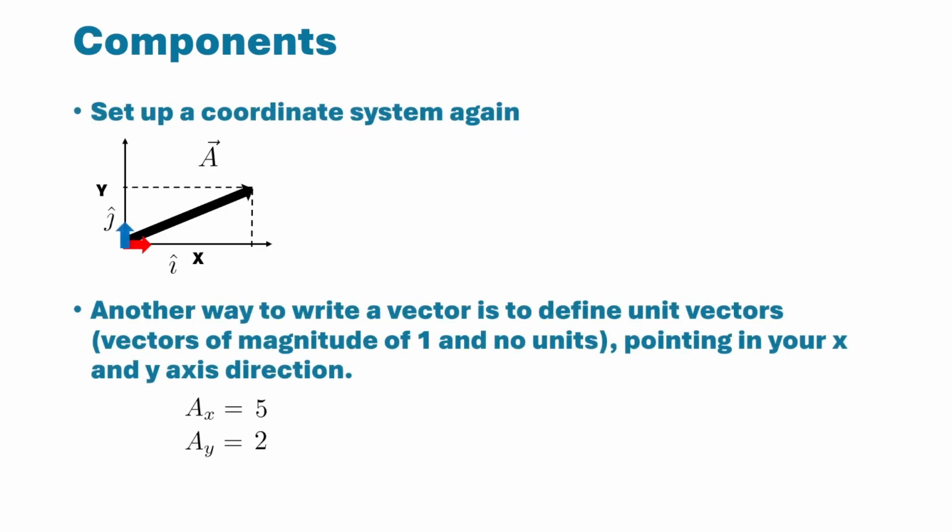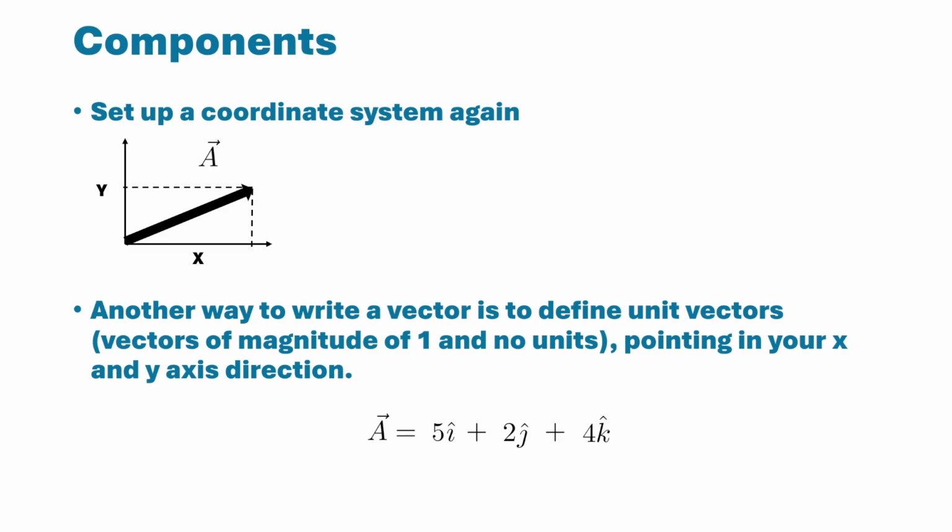Another way to write a vector is to define unit vectors. So vectors of magnitude 1 and having no units, pointing in the x and y axis direction. We usually denote the vector pointing in the x axis direction as i hat, and the vector pointing in the y direction as j hat. So then we can write our vector as 5 times i hat and 2 times j hat. Because we're saying basically to get our vector, you're going to take 5 units along the x-axis and 2 units along the y-axis. We usually just write it like this: 5 i hat plus 2 j hat.